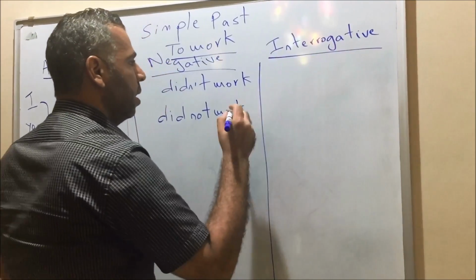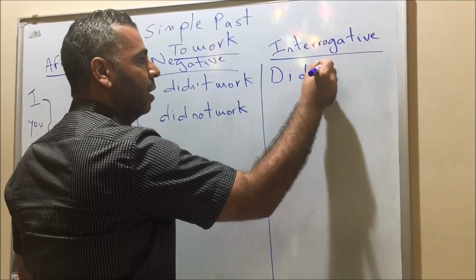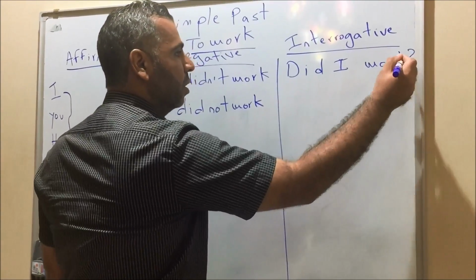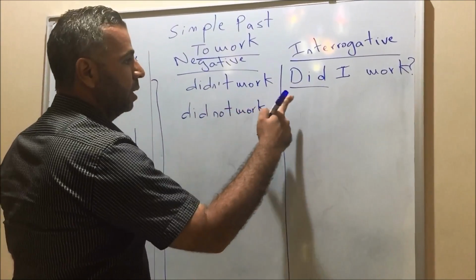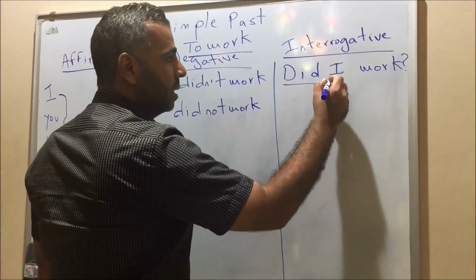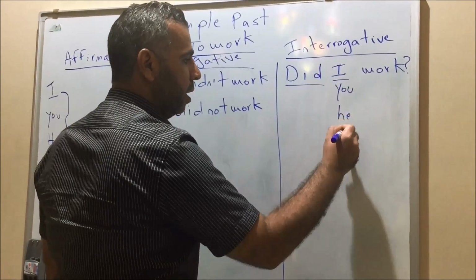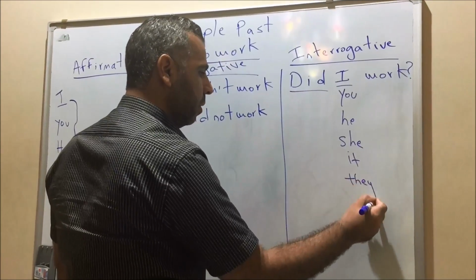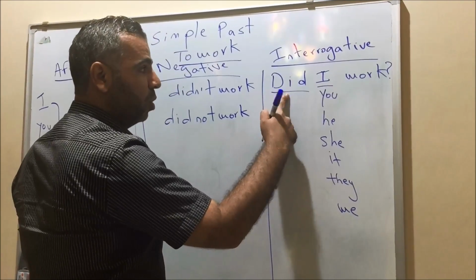Interrogative. The question is, did I work? We don't forget the interrogative point. So I say did, which is verb to do conjugated in the past, plus subject. We can say here you, he, she, it, they, and we. So it is very simple. Did, a verb to do conjugated in the past.